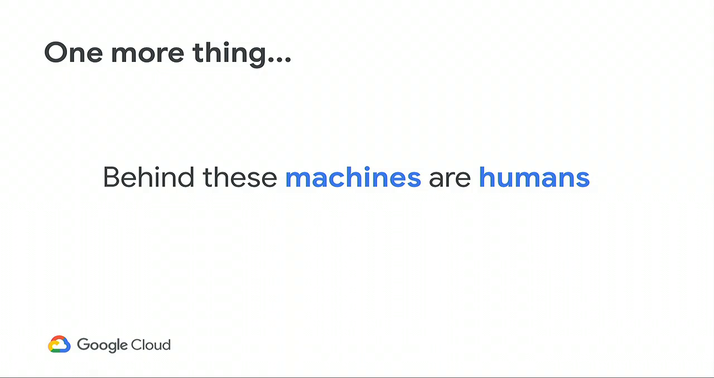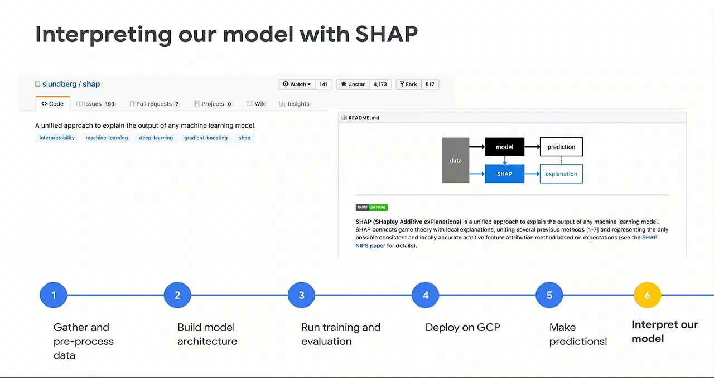The good news is, there's lots of great open frameworks to help with this. I'm going to use one in particular called SHAP. It's an open source framework. You can find it on GitHub. And what SHAP does is it lets us interpret the output of any machine learning model, and it can tell us which features are most impactful in making our model's predictions.